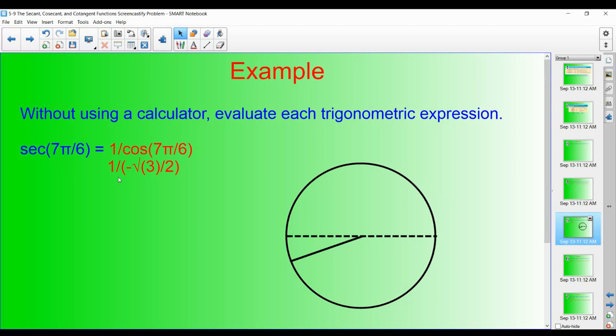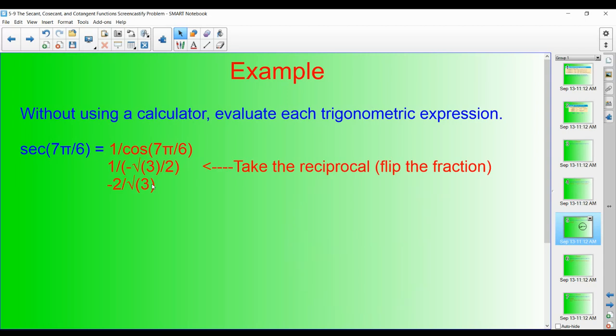And I have a fraction and another fraction, two fractions together, which I don't like. So I'm going to have to use algebra to make it look prettier. So the first thing I'm going to do is take the reciprocal, which means flip this fraction, flip the square root of 3 over 2. And I'm going to wind up with negative 2 divided by square root of 3. Now this answer is still fine, but in math we tend to not like square roots in our denominator.